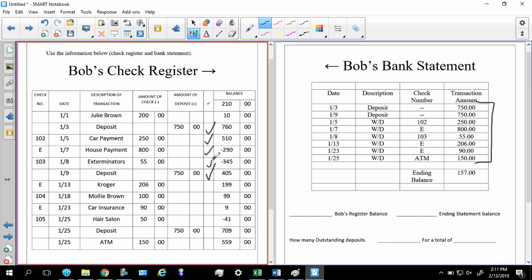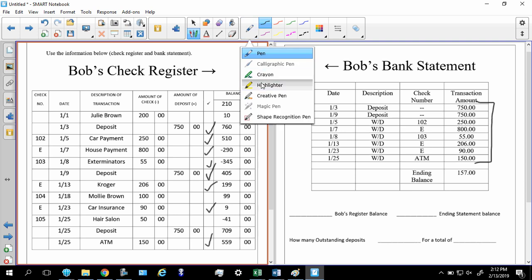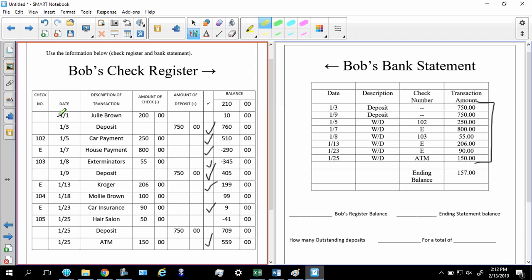55, right there. 206, right there. 90, right there. And then lastly, 150, where are you? Oh, way down here. There we go. Now, everything else that's not checked is what I'm going to be paying attention to. So, Julie Brown, Molly Brown, hair salon, and the deposit.